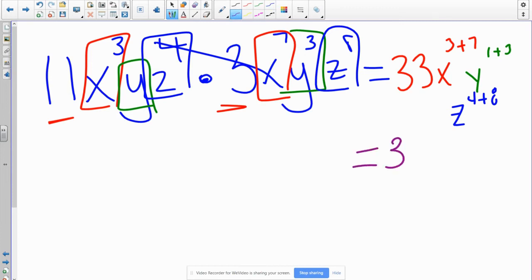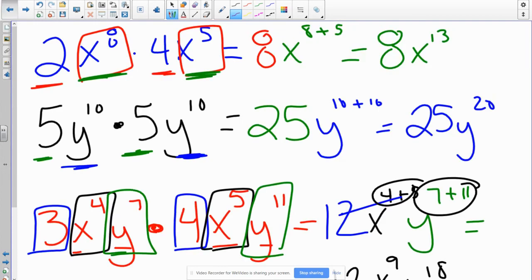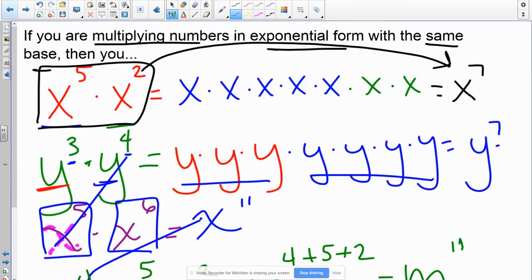So again, the coefficient is 33. We just keep putting that in the front. X, we're going to look at addition. We had 3 and we had 7, so now we have 10. Y, we had 1 and 3, so now we have 4. And Z, we had 4 and 8, now we have 12. So looking at multiplication, hopefully that helps you. So remember, we're going to go back to that beginning question. If you're multiplying numbers in exponential form with the same base, then you, and I just gave you lots of examples, so you should be able to answer that on your paper.